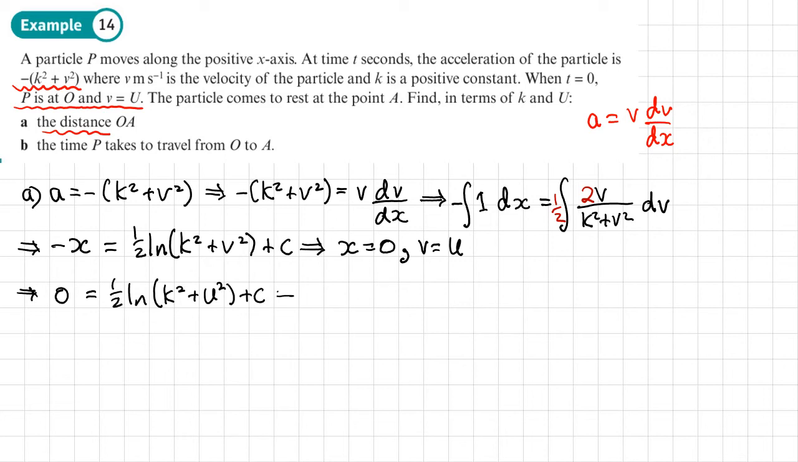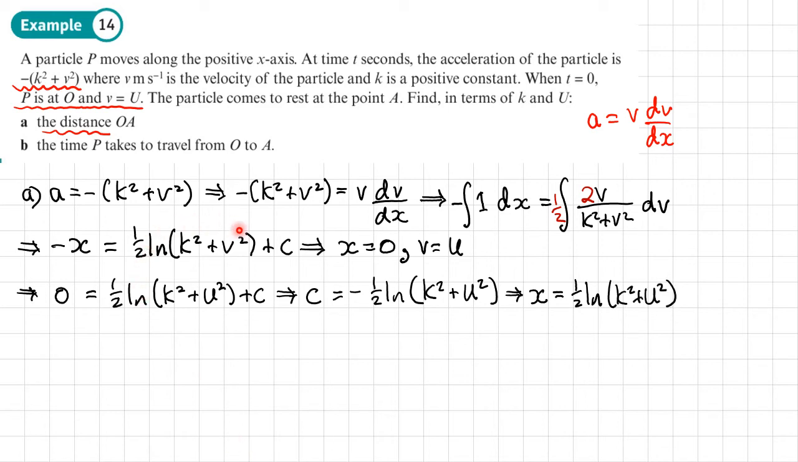So that means my constant, I get c is equal to negative a half log of k squared plus u squared. So my full expression is going to be, and what I'll do, I'll change this negative x to a positive x. X is equal to, that means everything on the other side is going to change sign. So my constant of integration now becomes plus a half log of k squared plus u squared, and then this part here will become minus a half natural log of k squared plus v squared.